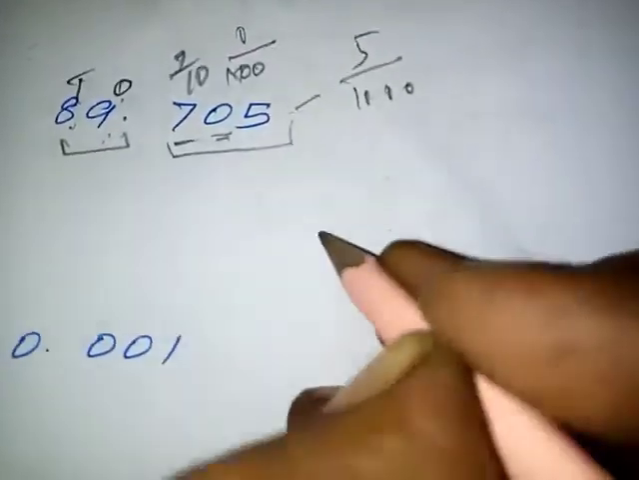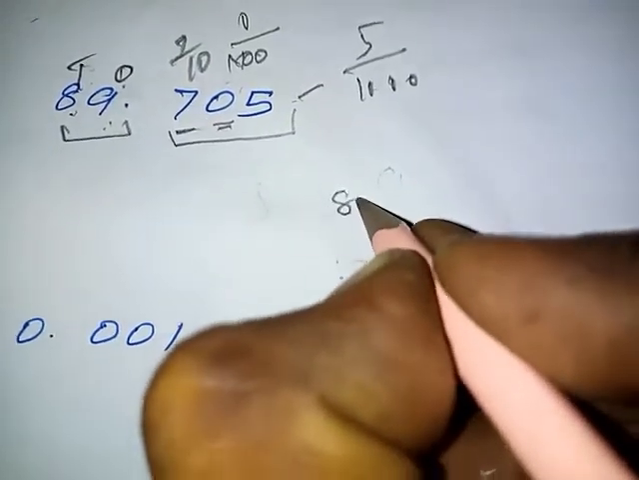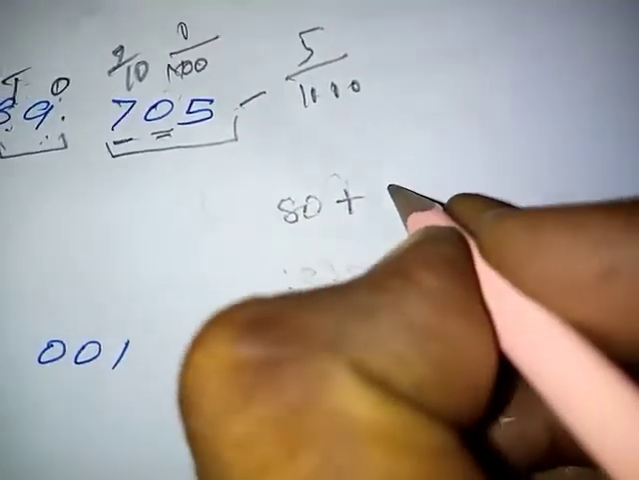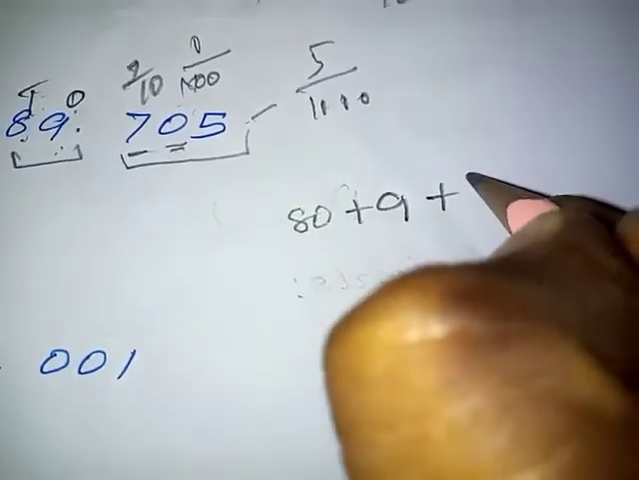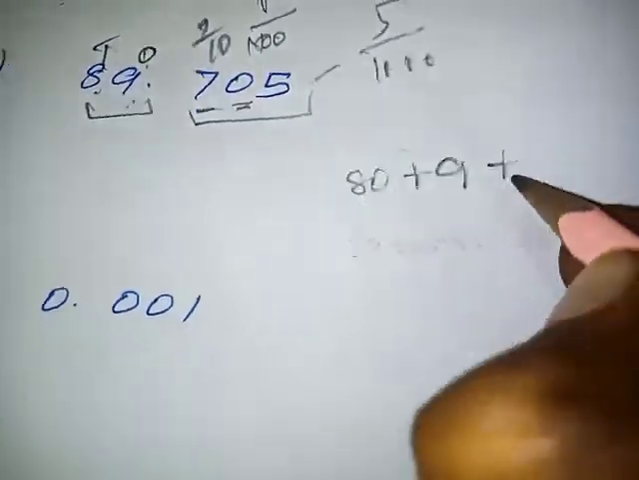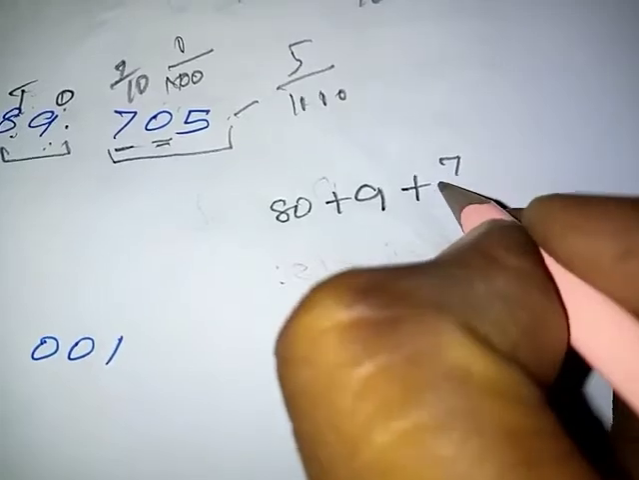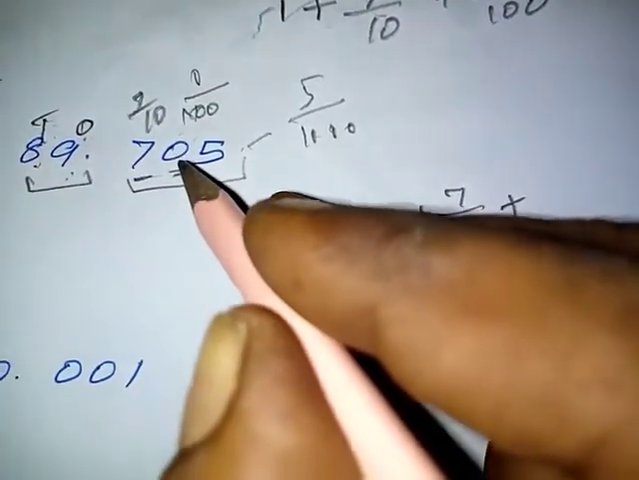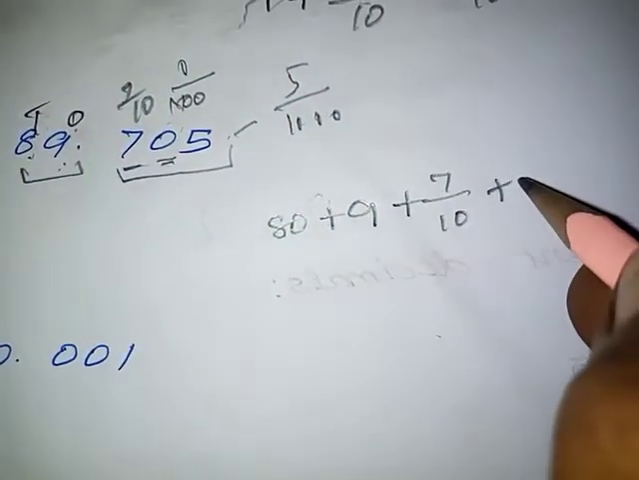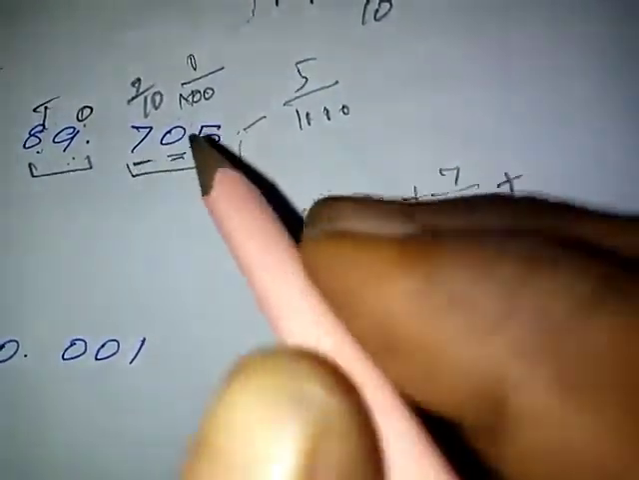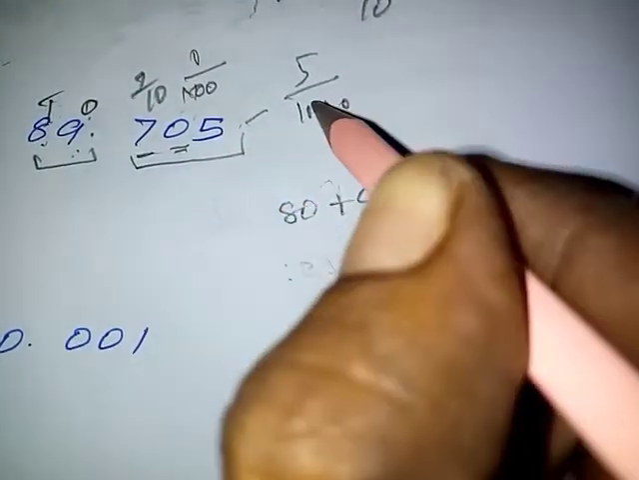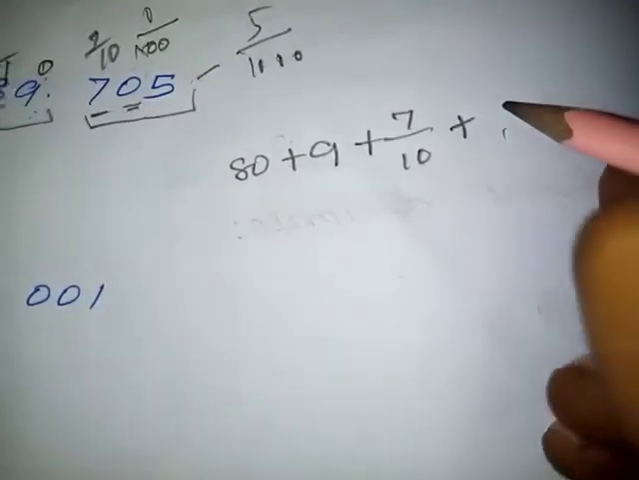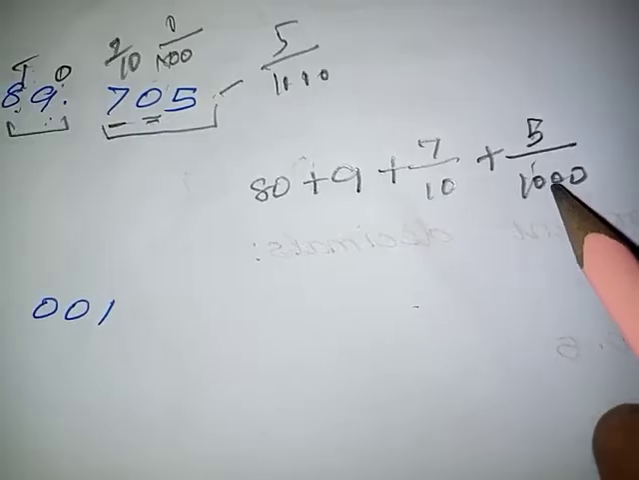So the expanded form of the given number is 80 plus 9 plus, in the decimal part, 7/10 plus, here the hundredths place is 0, so we can leave out the hundredths place. Then 5 represents thousandths, so we have to write 5/1000. So this is the expanded form of the given sum.